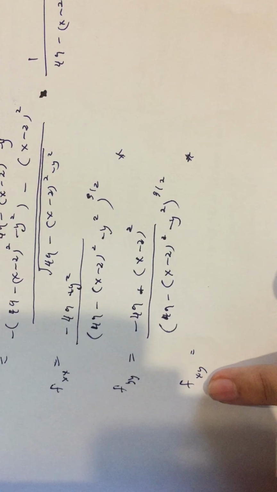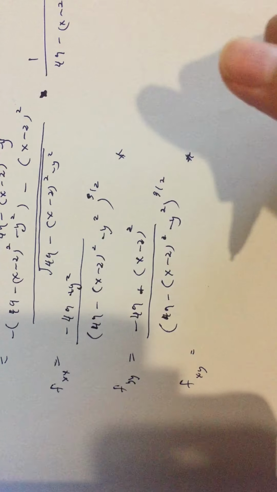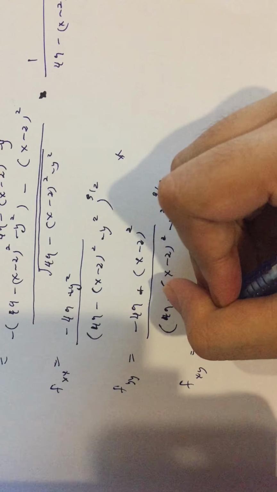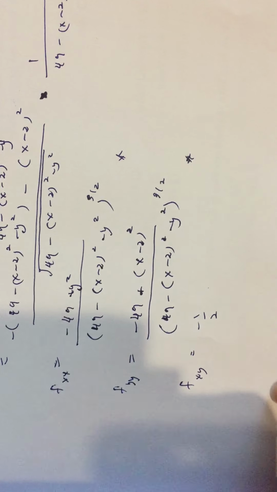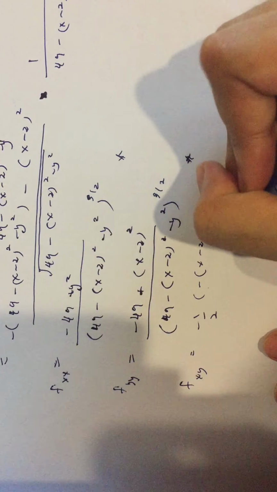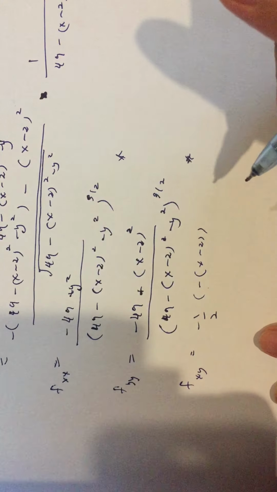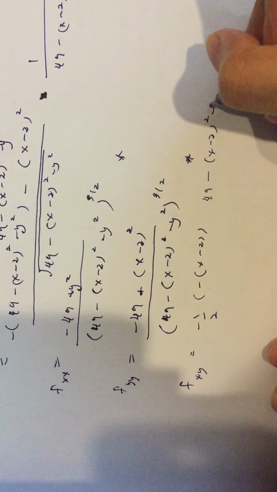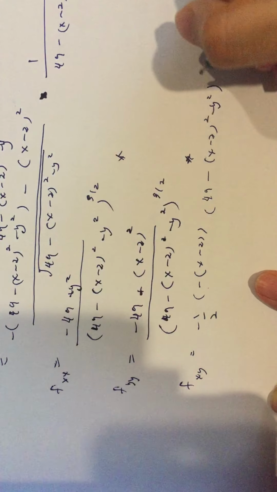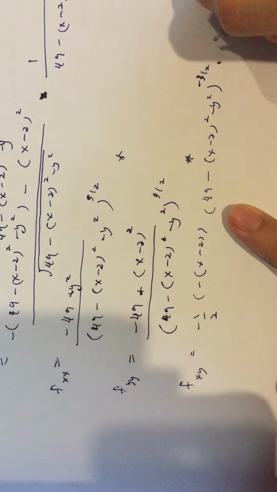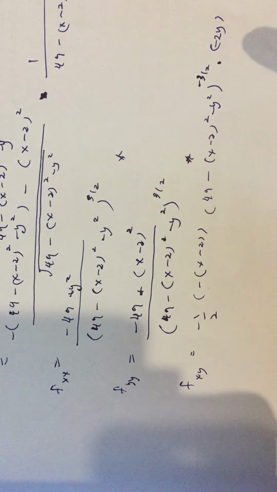So then we have f of xy is equals to minus half times minus (x minus 2), and then we have 49 minus (x minus 2) squared minus y squared to the power of minus half minus 1, which is minus 3 over 2, and then multiply with this one, differentiate this one with respect to y, which is minus 2y.